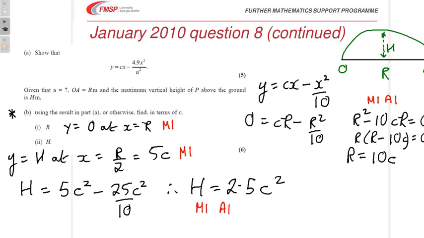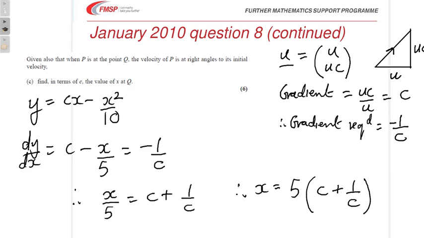And then for the last bit with the gradient, there were 6 marks. There was a B1 for finding the original gradient, an M1 A1 for differentiating, another M1 A1 for putting it equal to -1 over C, and an A1 for the answer. Yes, that's it. That's the 6 marks.